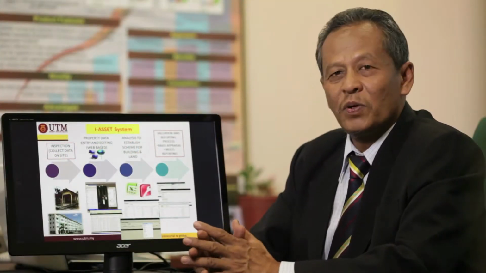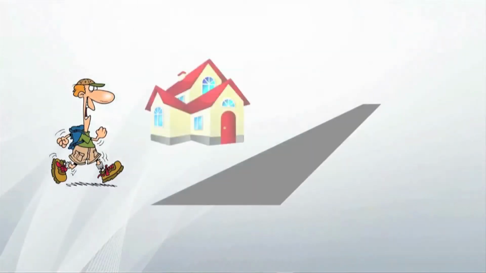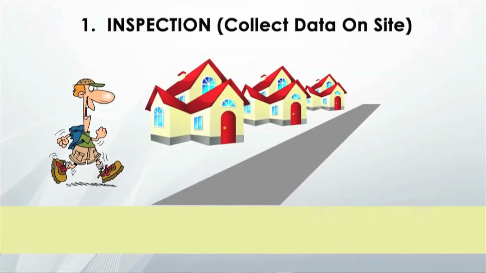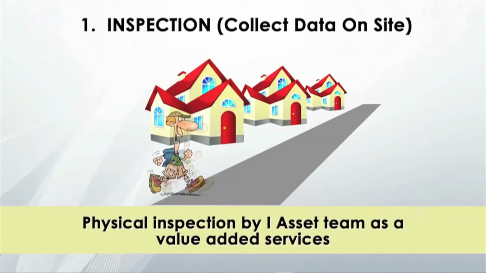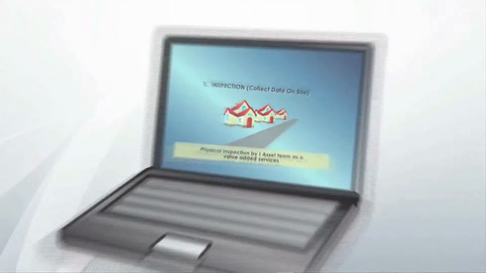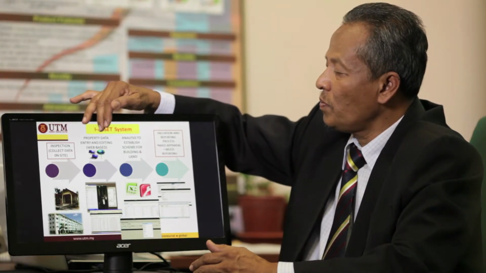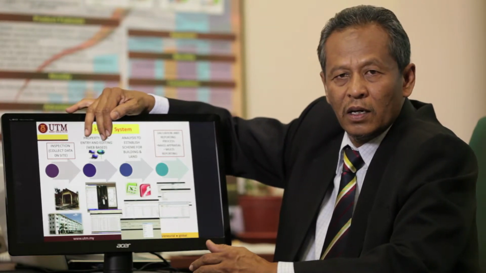I will tell you the process in the system. First, we have to collect information in the field. At present we do it manually, collecting data on sites. Once we have got that data on sites, we will send it to the system. Or if there is no such process, we do the data entry at the office.